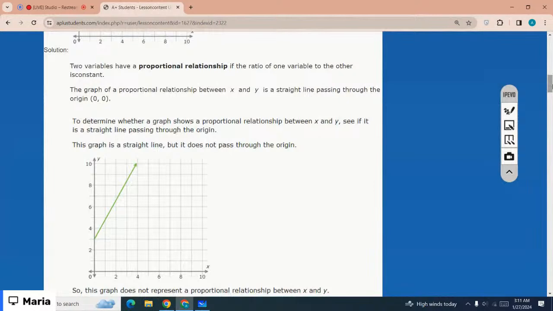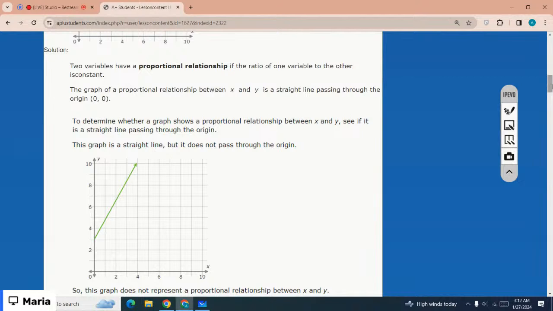The graph of a proportional relationship between x and y is a straight line passing through the origin 0, 0. Here is the very important line. You must keep this line in your mind. That means the graph of the proportional relationship must pass through the origin 0, 0, right? So to determine whether a graph shows a proportional relationship between x and y, see if it is a straight line passing through the origin. That means if a graph is a straight line and passing through the origin, that is the graph of a proportional relationship, right?